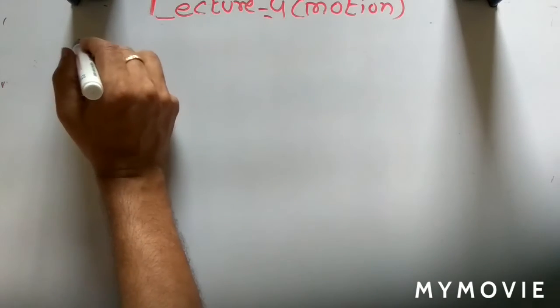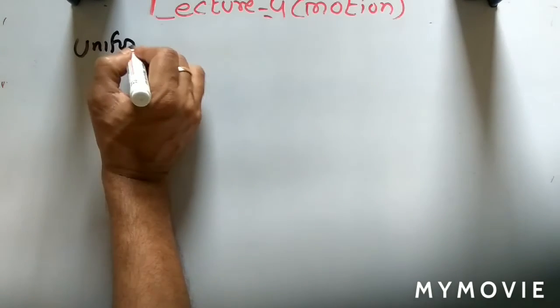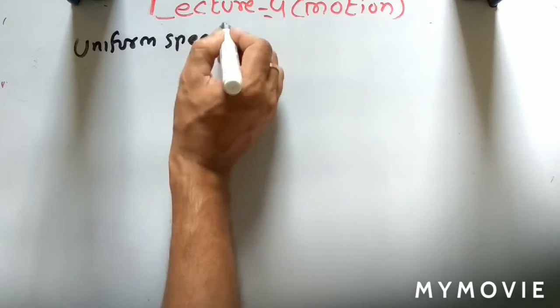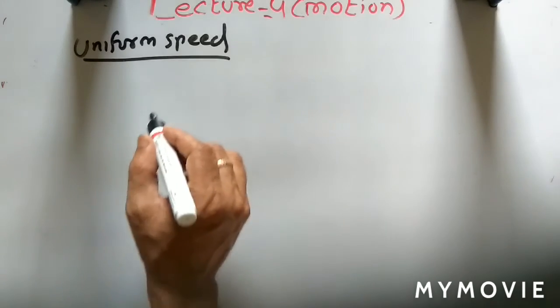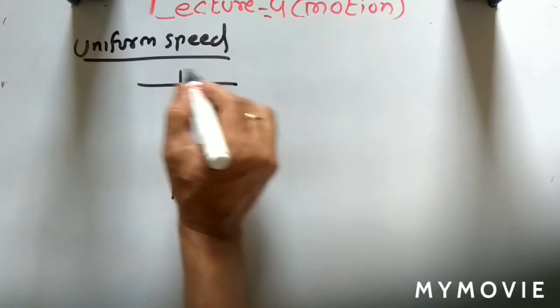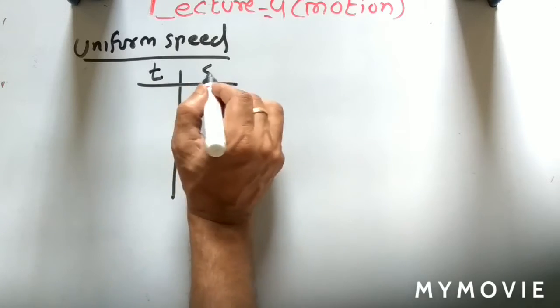Okay, so now we see what we mean by uniform speed. From the name it indicates that uniform speed means constant speed. Okay, so let us take an example.